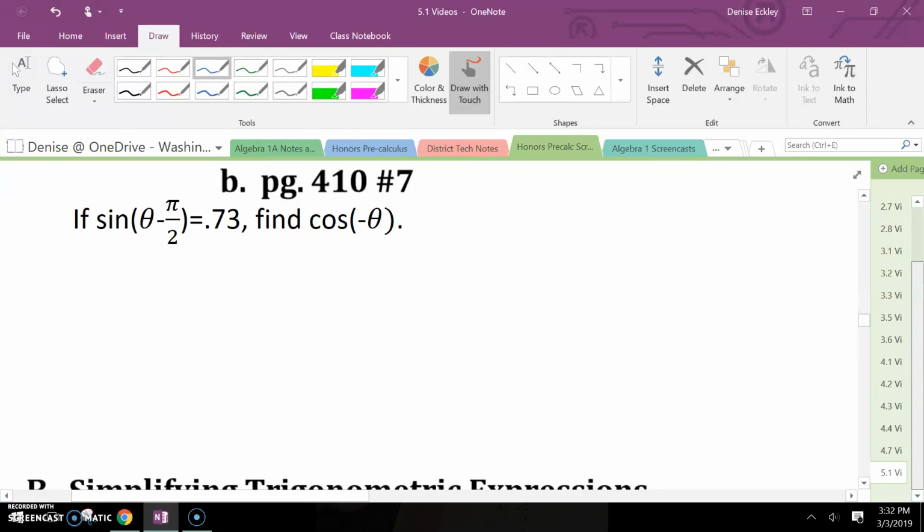Number 7 on page 410 is going to use two different identities. The first one is the use of our cofunctions, and the second one is our odd and even identities. We are given that sine of theta minus pi over 2 equals 0.73, and we're supposed to use that to help us find the value of cosine of negative theta.